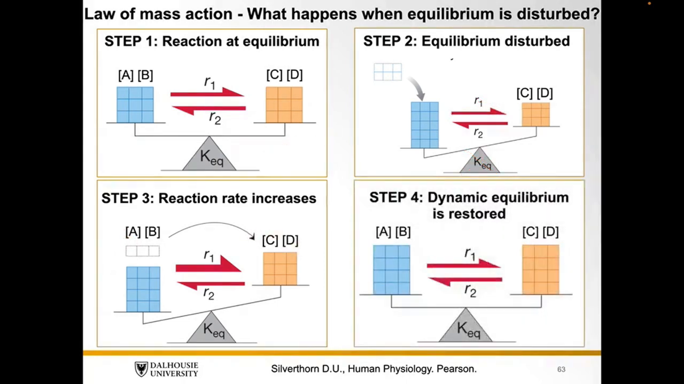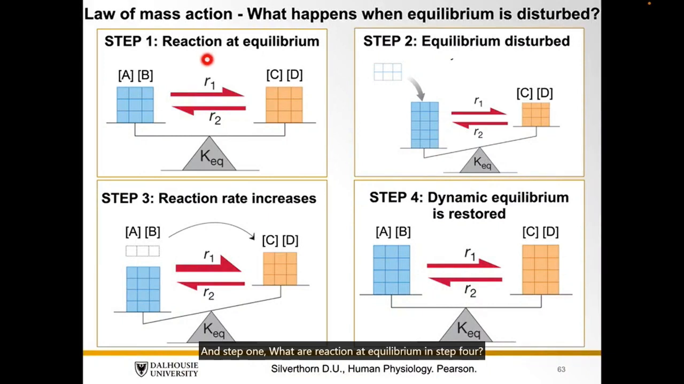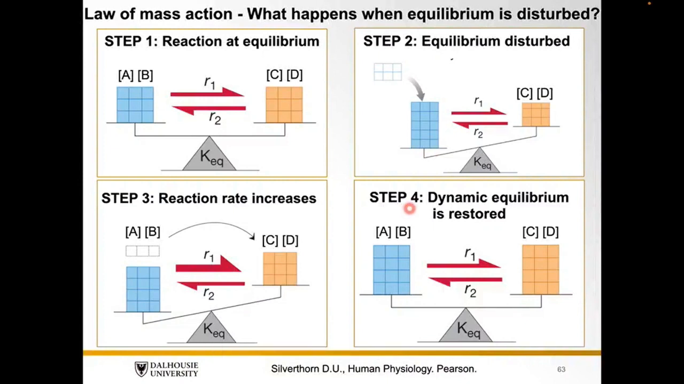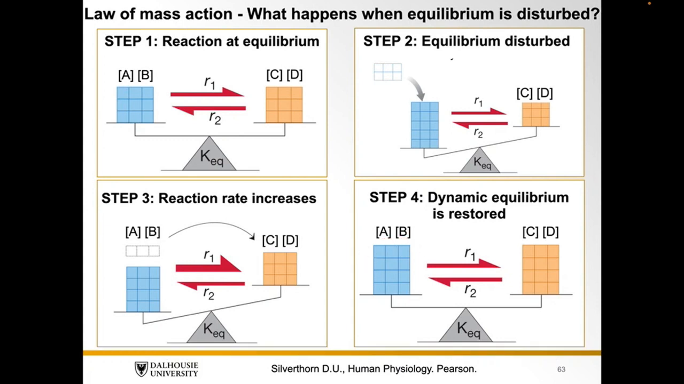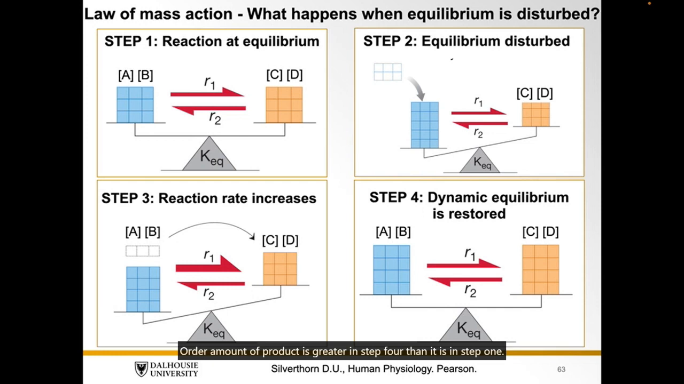And in our fourth and final step, we see that this dynamic equilibrium has been restored. So now let's compare our reaction at equilibrium in step 1 with our reaction at equilibrium in step 4. You can see that the amount of reactants is not the same. It's greater in step 4 than it was in step 1. Same thing with our amount of products. It's greater in step 4 than it is in step 1.